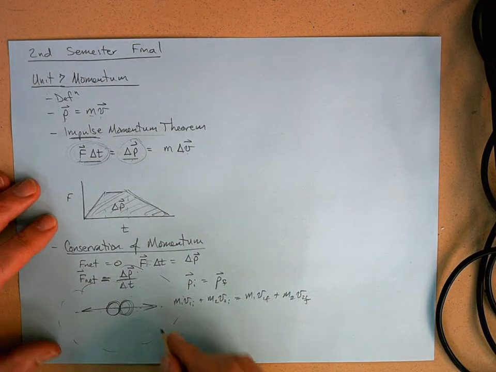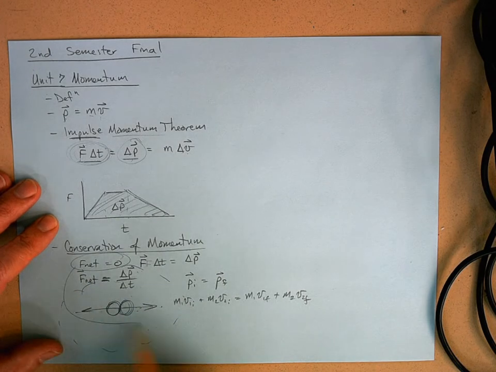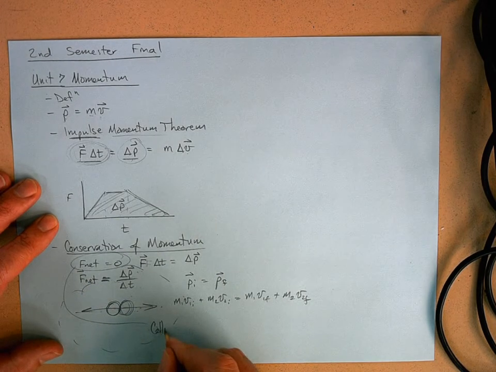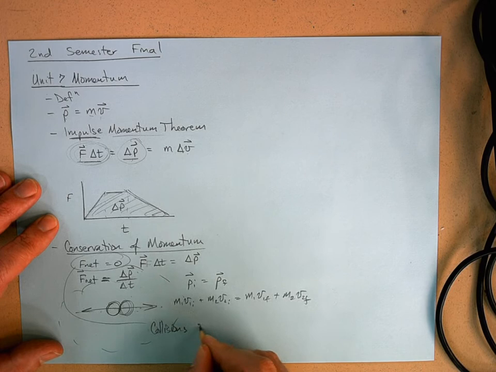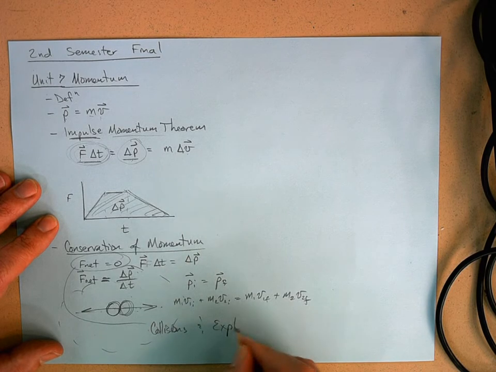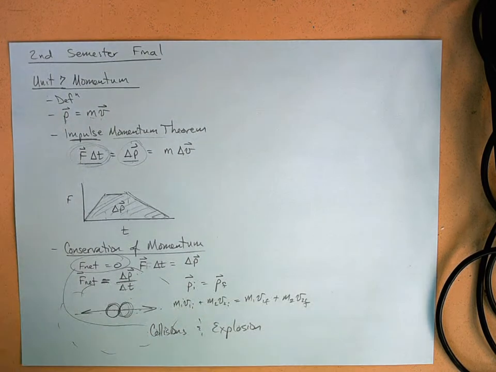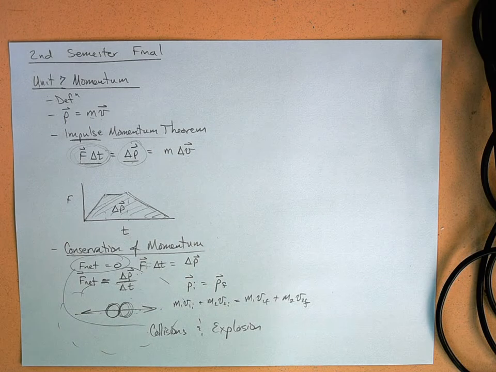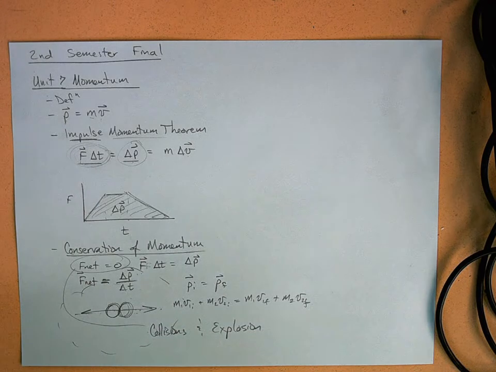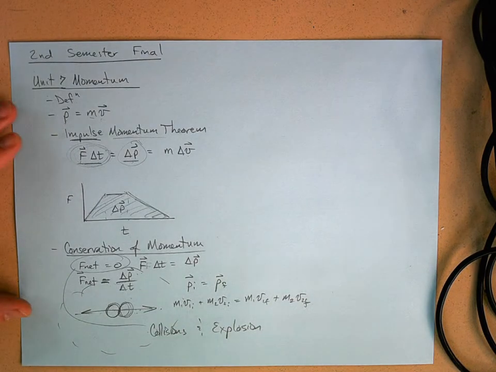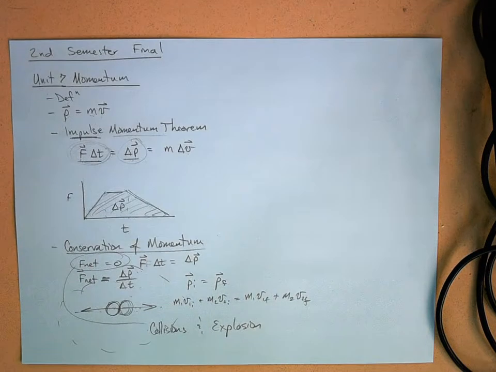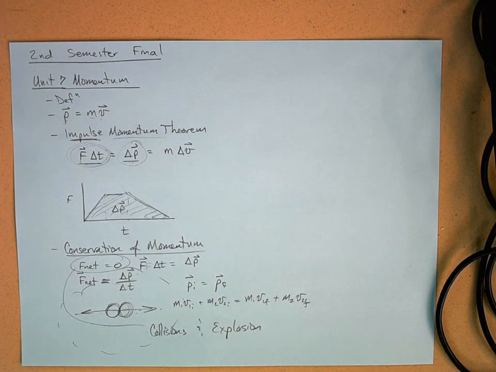So the net force is equal to 0 when you have collisions. And remember explosions. When we exploded stuff, parts flew in all directions, but the momentum of the entire system remains the same because there's no net outside force acting on your system. So this kind of takes care of Unit 7. It's the main Unit 7 ideas. Let's go to Unit 8.